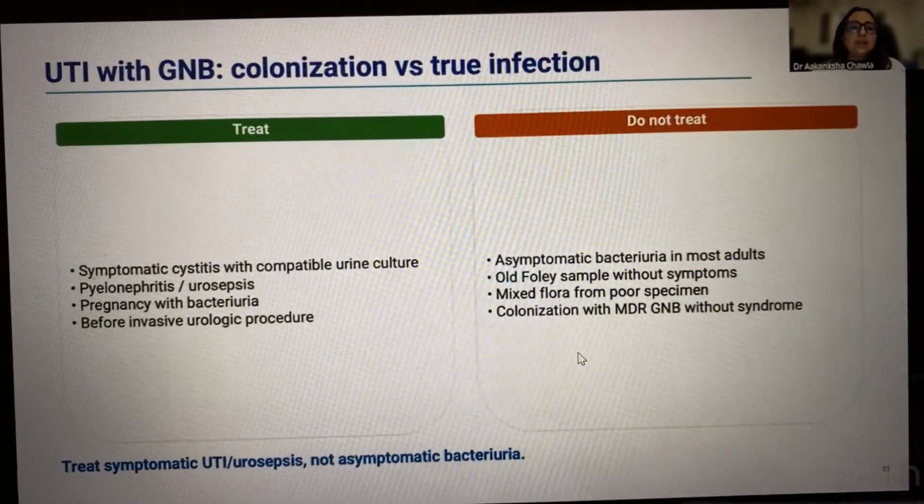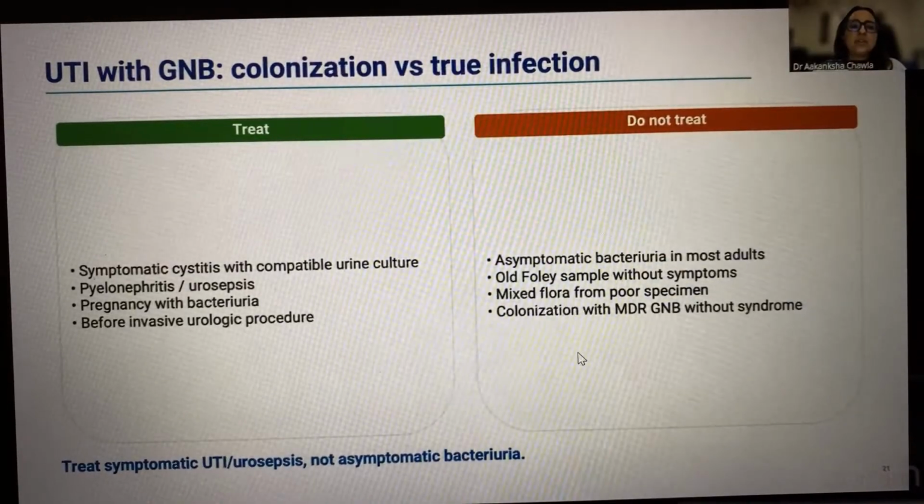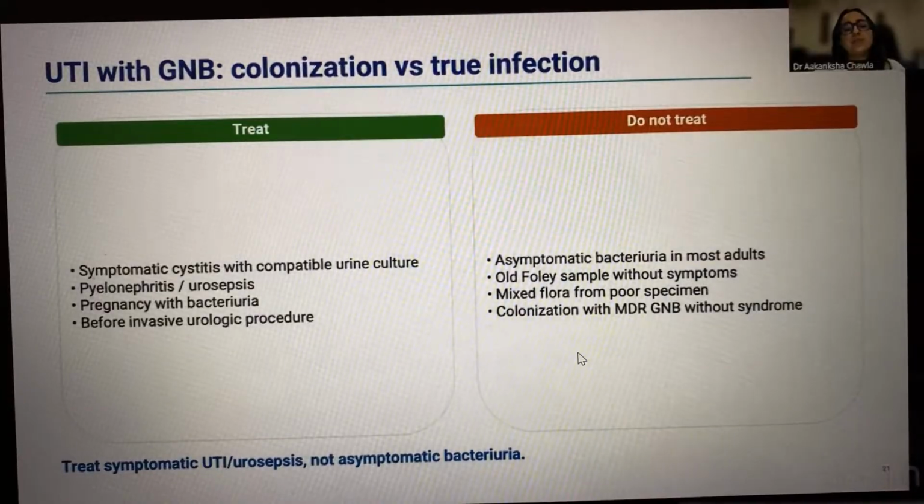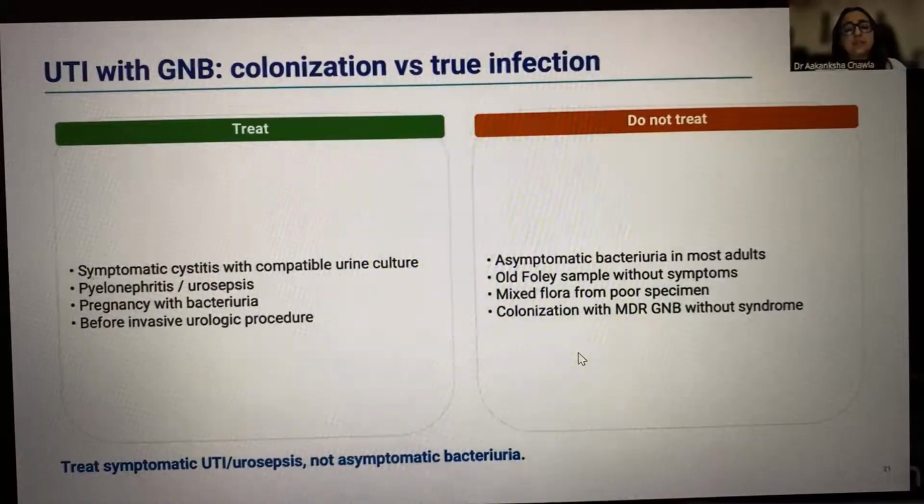So beginning with UTI with gram-negative bacterial infections, what is a colonizer and what is a true infection? Always treat symptomatic cystitis with a compatible urine culture. Always treat pyelonephritis, urosepsis, pregnancy with bacteriuria, and before invasive urological procedures. You do not treat asymptomatic bacteriuria, growth from an old Foley sample with patients having no symptoms, or mixed flora, which only tells you that these are all colonizers, and a patient without a syndrome growing multiple MDR gram negatives. So you don't treat these.